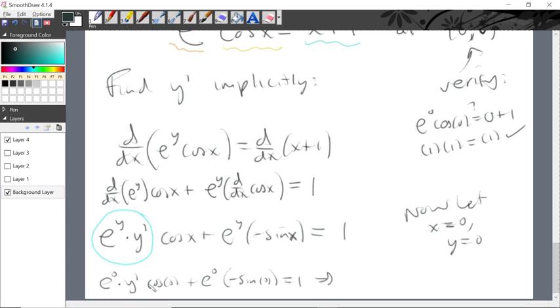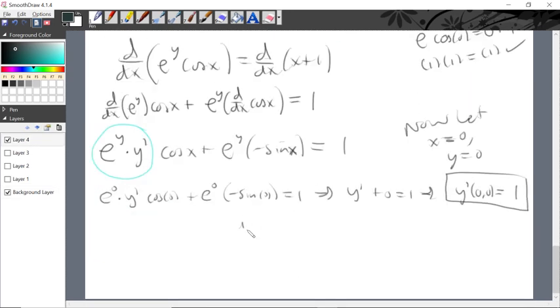Okay, so e to 0 is 1, cosine of 0 is 1, so we have y prime plus 1 times sine of 0 is 0, so that's just plus 0, and that equals 1. So y prime at the fixed point (0, 0) is equal to 1, and so there's our slope of the tangent line. So the equation of the tangent line is y minus 0 is equal to 1 times x minus 0. In other words, y is equal to x is the equation of the tangent line.